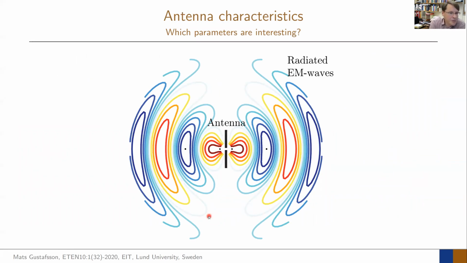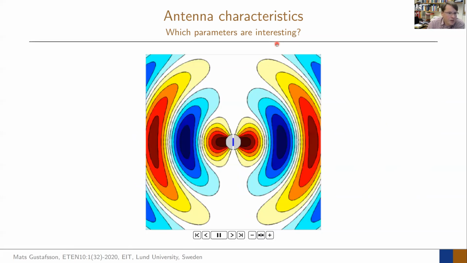So again, the same type of antenna. We can see here a radiating antenna, and you have the radiated field, and then you can ask what parameters we are interested in. So if I have this little dipole again, the movie should be playing, which it's not.